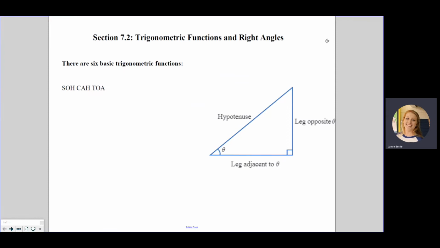In this video, we're going to go over section 7.2, which is called trigonometric functions and right angles. So this whole section is specifically for right angles. There are 6 basic trigonometric functions. We have sine, cosine, and tangent.